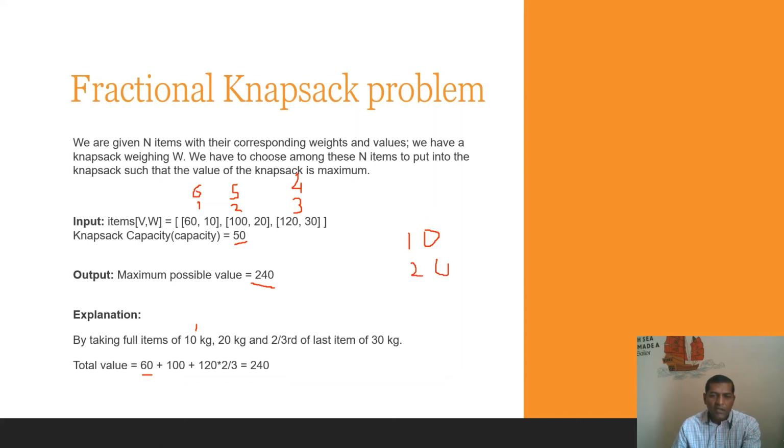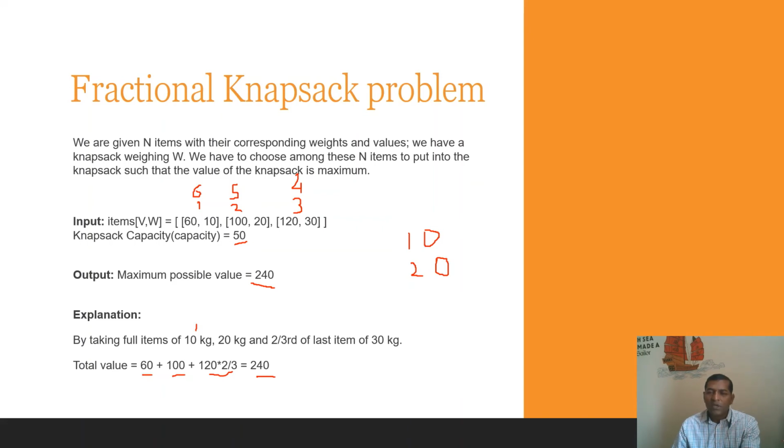So it's done. So 60 and 100 are stored in the knapsack, and we have achieved 160 value. But the third item we cannot put completely into the knapsack, but two-thirds of the item can be kept into the knapsack, and this is what we do for achieving the maximum value. So 240 will be the maximum value that we can achieve as a final result in the knapsack. This is how we can solve the fractional knapsack problem using a greedy method.